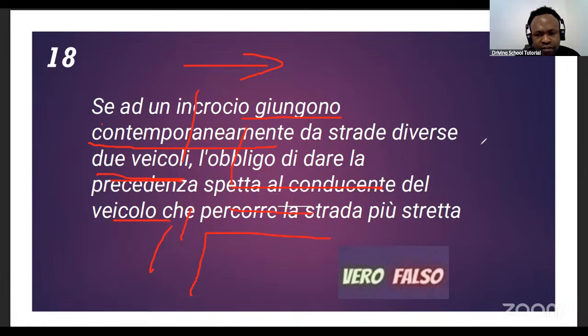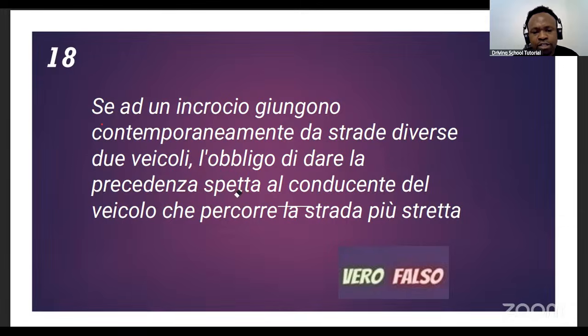Da strada diverse, that is from two different roads. So this one is one road, this one is another road. So it means that two different roads. You understand? L'obbligo di dare la precedenza spetta al conducente da veicolo che percorre la strada più stretta. That is to say, the obligation to give right of way falls on the driver of the vehicle that is coming from the road that is more tiny, or the smaller road.